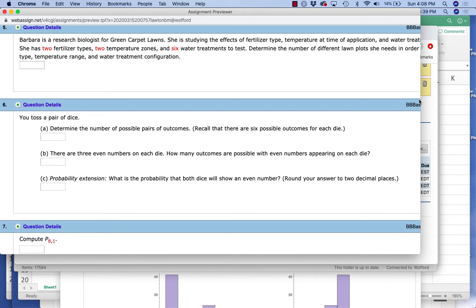Alright, so we're on chapter 5c, and looking at number 6. It says we start by tossing a pair of dice. The first thing we want to do is determine the number of possible pairs of outcomes. Remember that each die has 1 through 6.